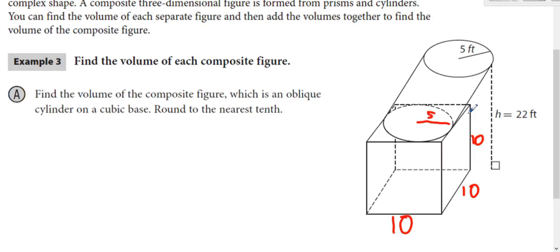Which means if that cube has a height of 10, the figure says that the whole height is 22. So if the cube is 10, that means the cylinder's got 12. You can find the volume of the cube. I'll do that first because that's really easy. Length times width times height. 10 times 10 times 10.